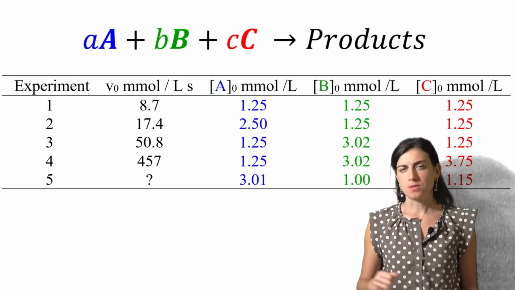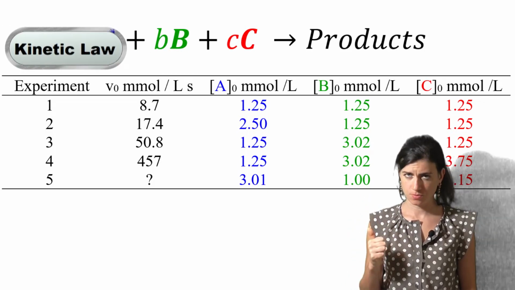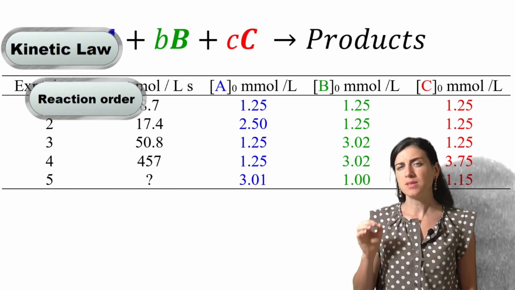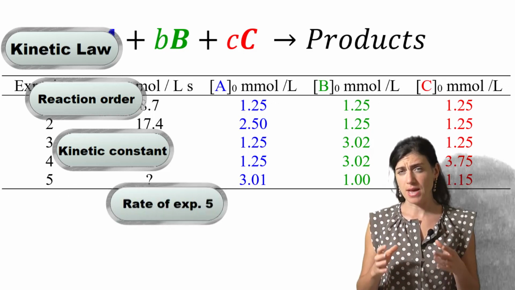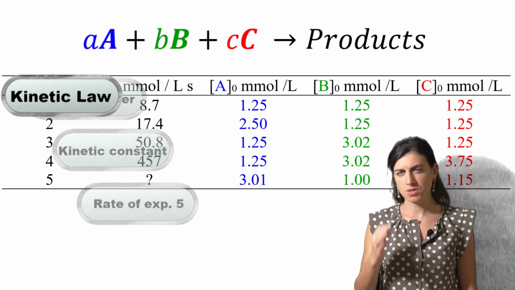What we have to do is: 1. Formulate the kinetic law of the reaction. 2. Establish the order of the reaction. 3. Determine the kinetic constant. And 4. Predict the rate of the reaction in experiment 5. So let's start from the first question.